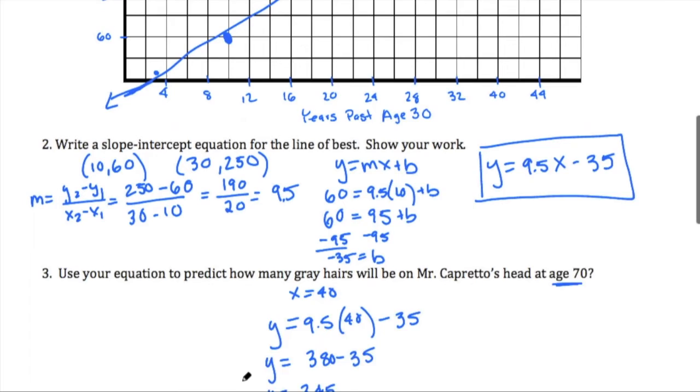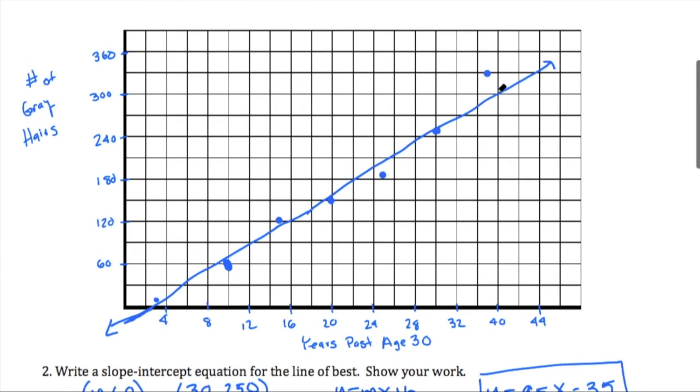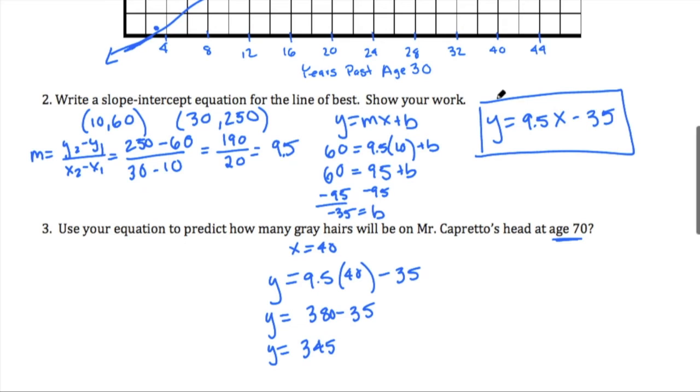If we go up to our graph and look at 70, that would be at 40 here. Yeah, we're probably in that range. Might be a little bit low. My graph line might not be perfectly straight either. So that estimate looks fairly reasonable based on our graph as well.